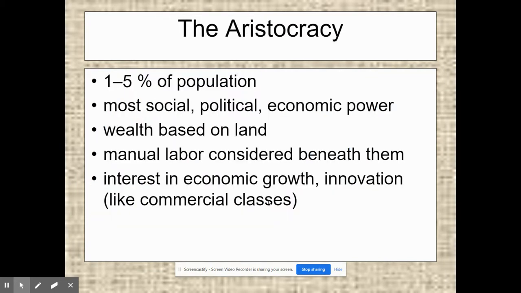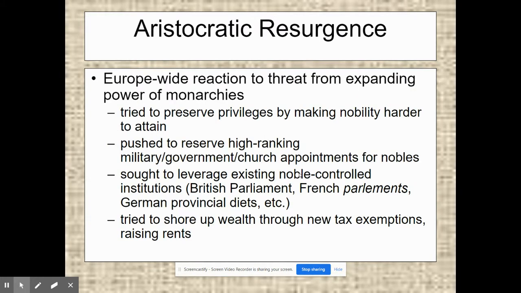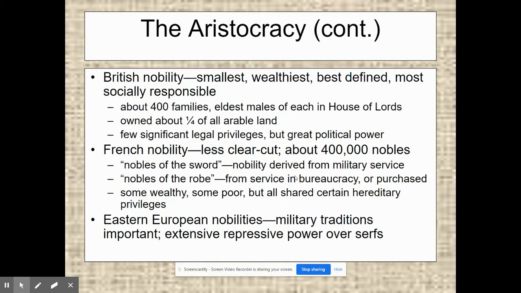About 1% to 5% of the aristocracy, this idea of the upper social class, have the political power during this time. We're going to see a movement away from nobility, though, in England, right? The nobles controlled some leverage, some power still in the House of Lords, but not in the House of Commons, in French parliaments. But this is the shift, is that England had the smallest, wealthiest, but best defined.